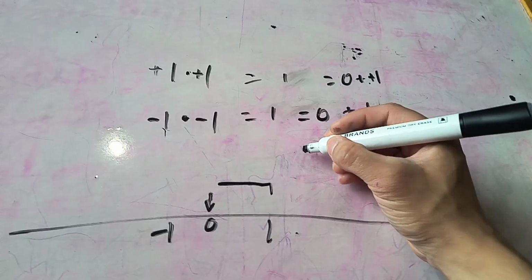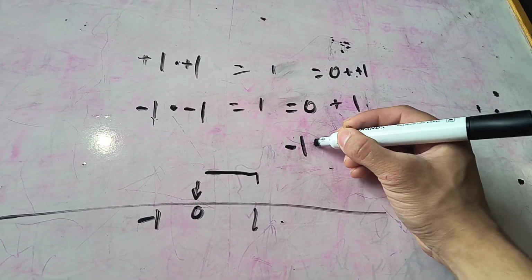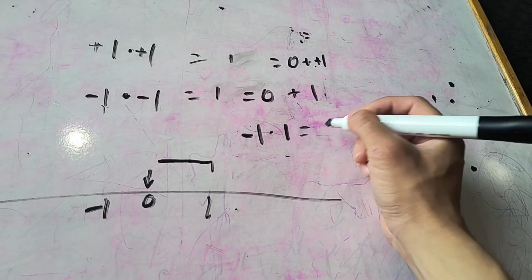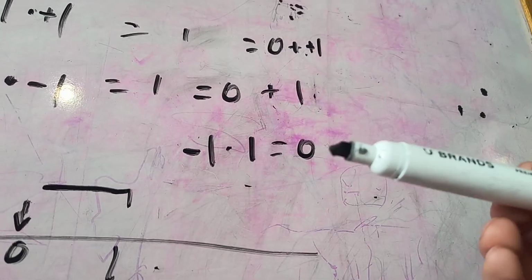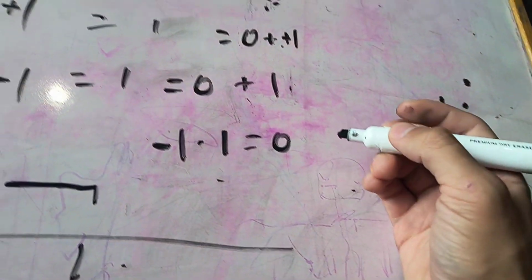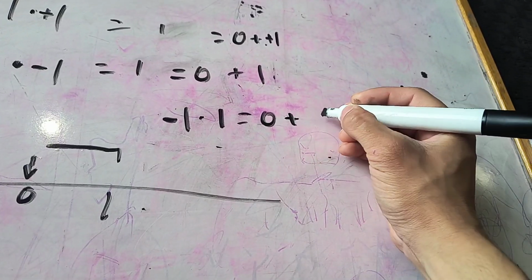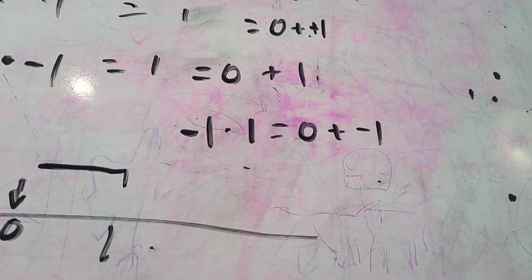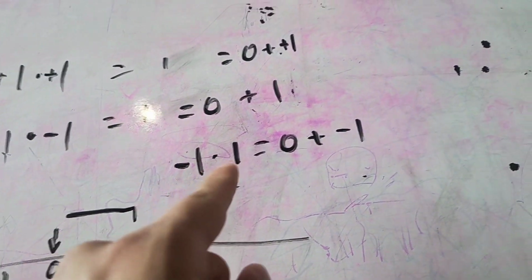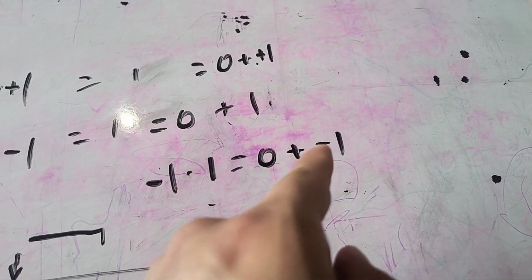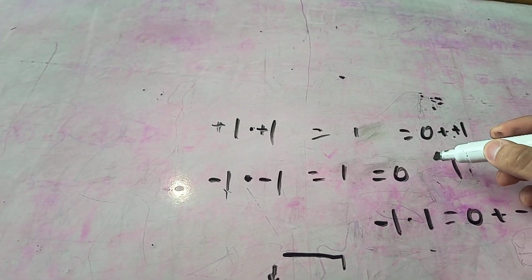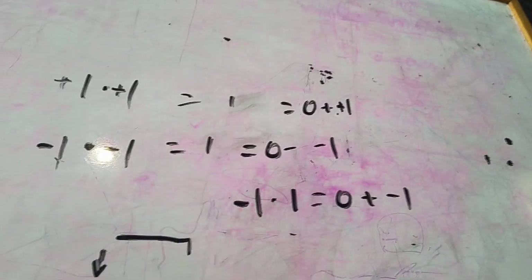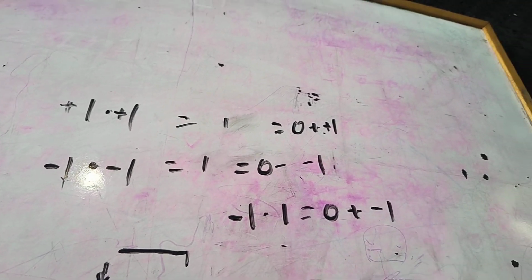Now, if this was negative 1 times positive 1, then this would be 0 plus negative 1 plus negative 1, because it would be negative 1 a positive number of times. In this case, this was negative 1 a negative number of times. So we got a positive number.